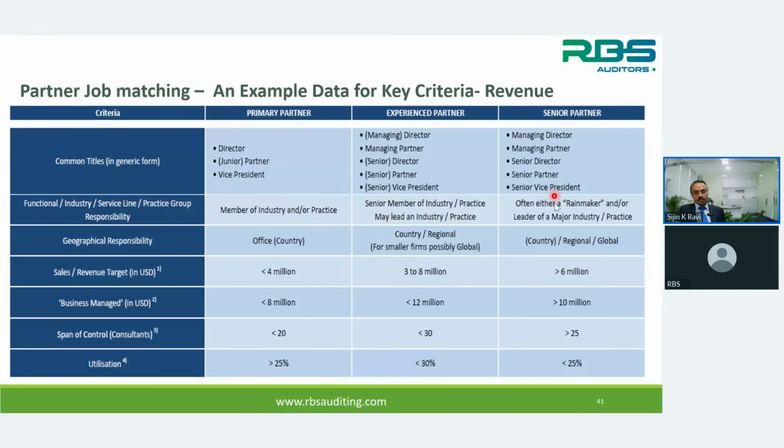Then senior partner, often a rainmaker, that means he takes the major decision-making part, and the leader of a major industry practice. Then geographical: you see the primary partner, office, country-wise. Then experienced partner, country and regional for smaller firms, possibly global. And senior partner, country, region, global. And revenue-wise, it's less than 4 million, 3 to 8 million, then more than 6 million.